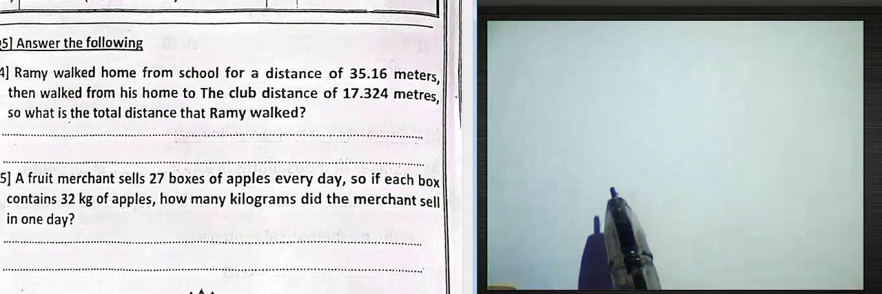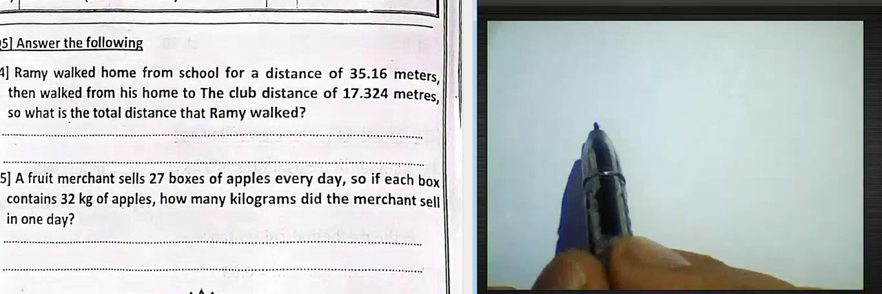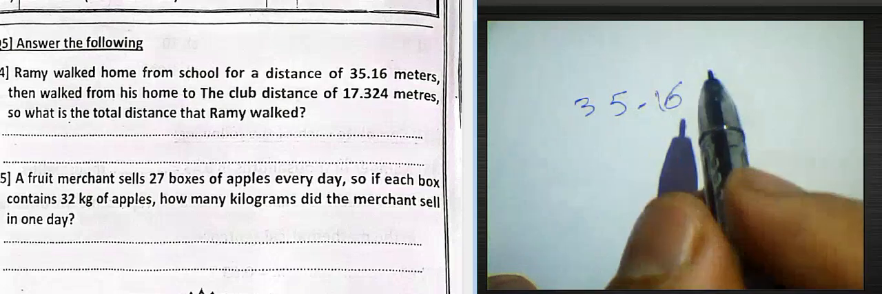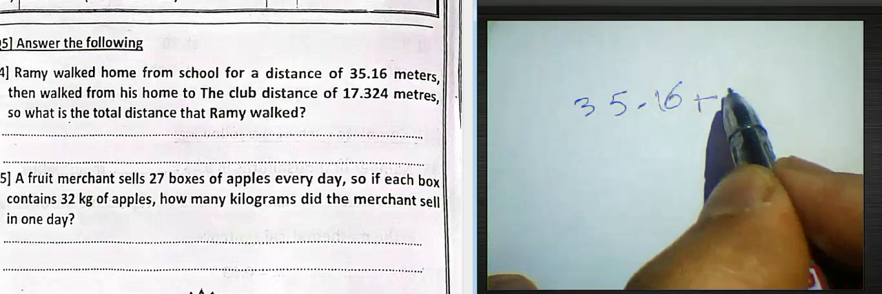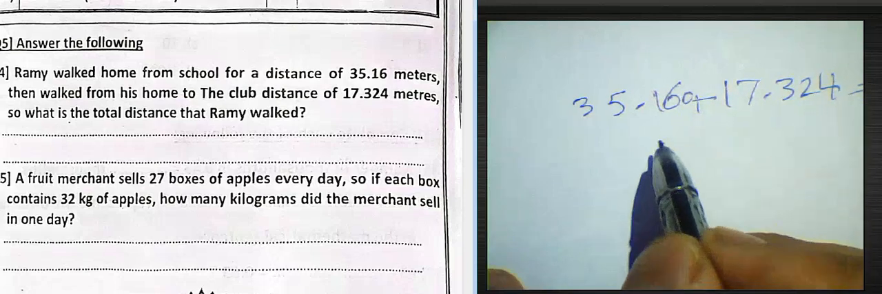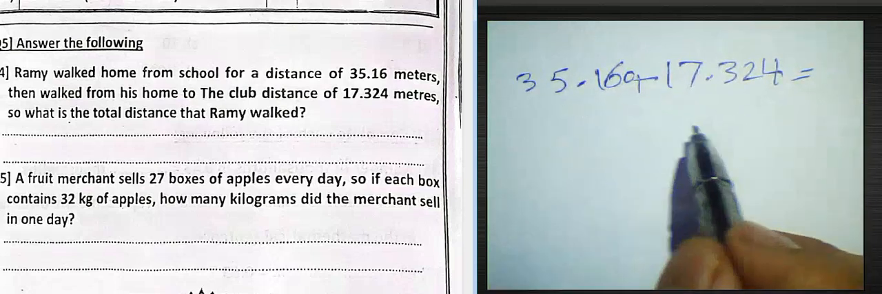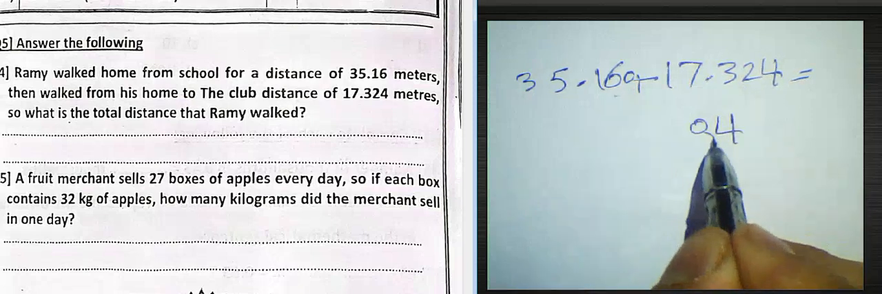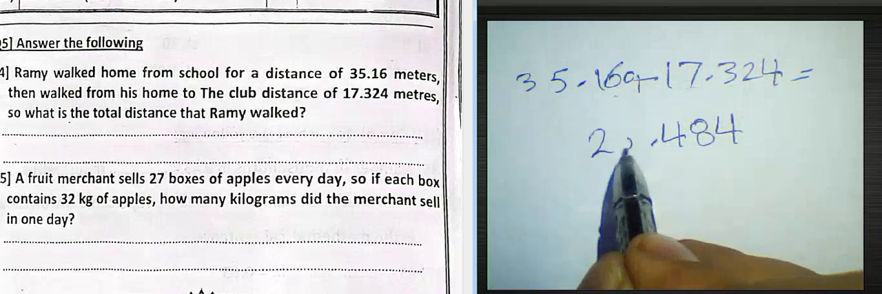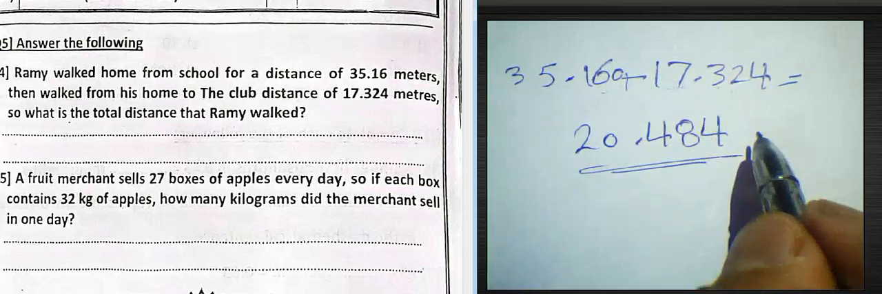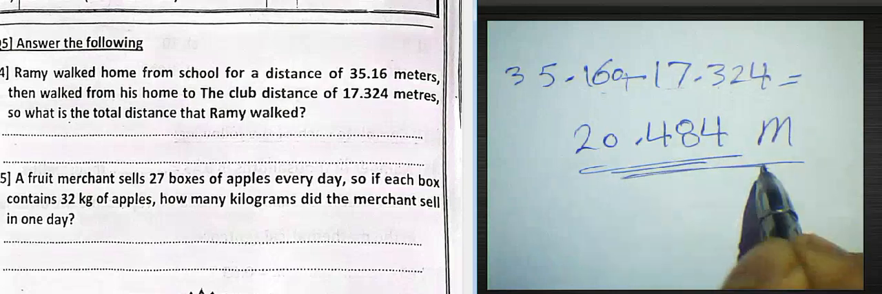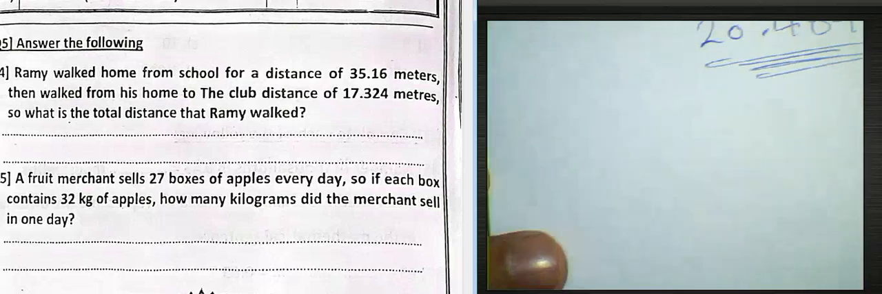The total, we can find by adding them. 35.16 meters plus 17.324 meters. We must put 0 here to equalize the places and find the result. 4 plus 0 equal 4, 2 plus 6 equal 8, 3 plus 1 equal 4, 17 plus 3 equal 20. Okay, the result will be 20.484 meters.